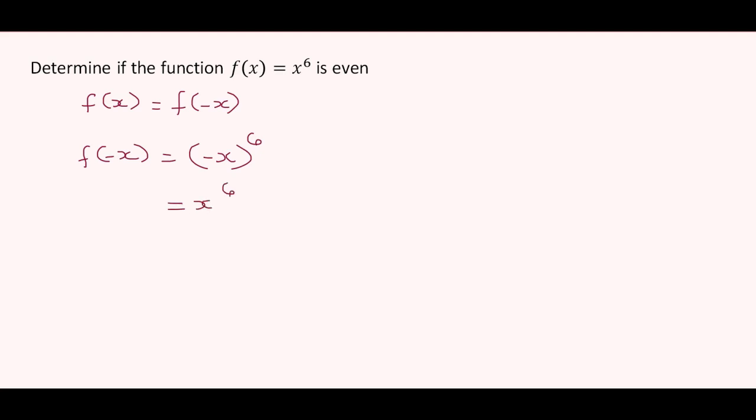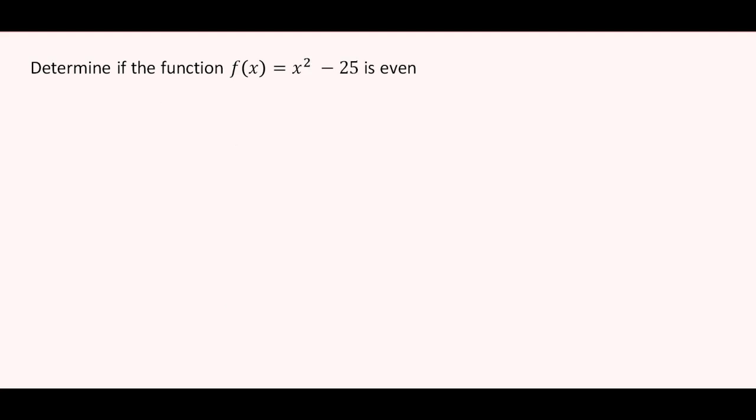So we can see that f of x and f of minus x are the same. So f of x equals f of minus x, x to the power of 6 equals x to the power of 6. So we have an even function. So this is an even function. Let's look at another example. So we have f of x equals x squared minus 25.